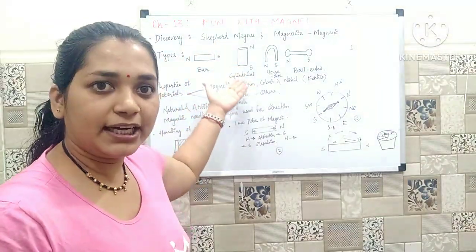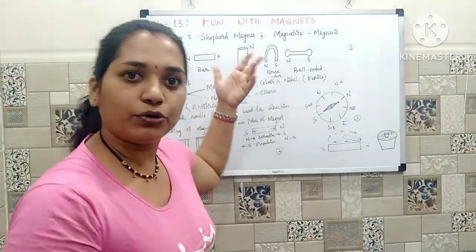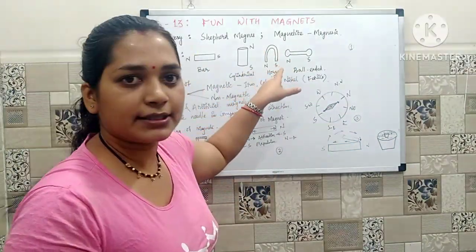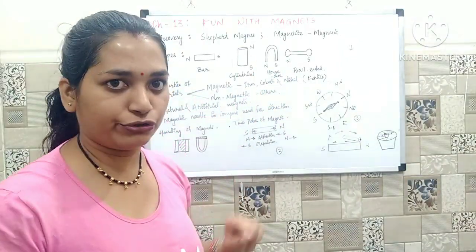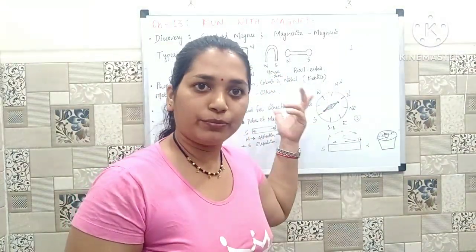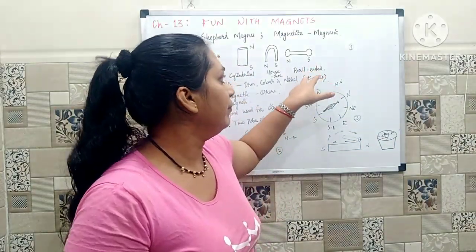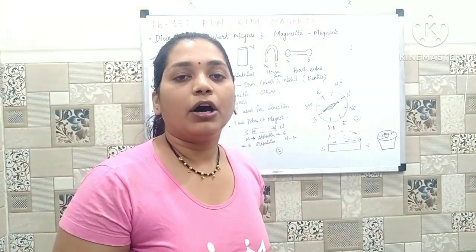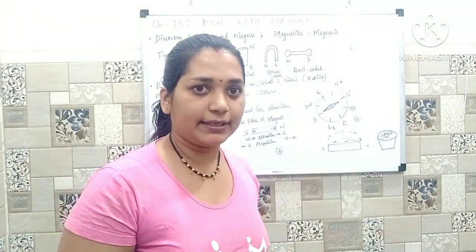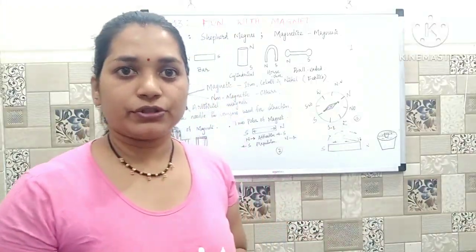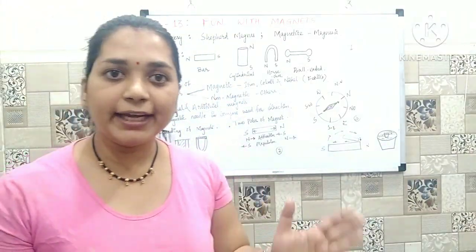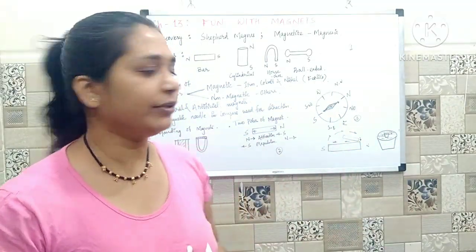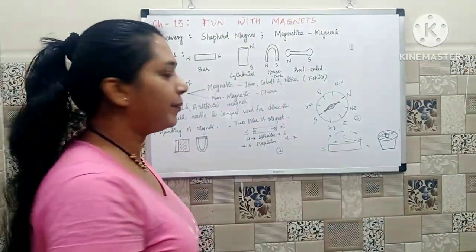In exactly the same manner, the cylindrical magnet also has two magnetic poles, north and south. The horseshoe magnet has the shape of a horseshoe, which is why it is called a horseshoe magnet. It also has two magnetic poles, north and south. In ball-ended magnets, the two ends are like a ball, which is why it is called a ball-ended magnet. It also has north and south magnetic poles. Always remember, they are called magnetic poles. Next we will discuss the properties of materials.